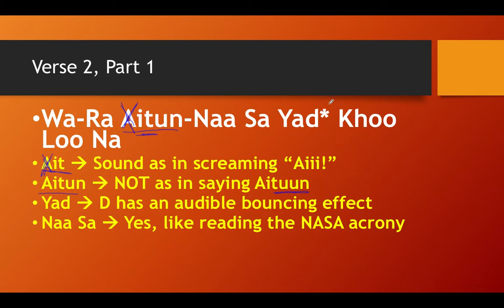The reason why I have a star beside yad is because the D, the letter D, will have a bouncing effect, okay? So it has an audible bouncing effect. When you hear this, you may think maybe there's an A after the D. Because if instead of saying yad, I say yada, it looks like I'm saying yada, right? But no, you're not adding an A, you're just bouncing the D. Yada. You just make a quick bouncing sound. You don't need to stretch it longer and say yada khuluna, okay?